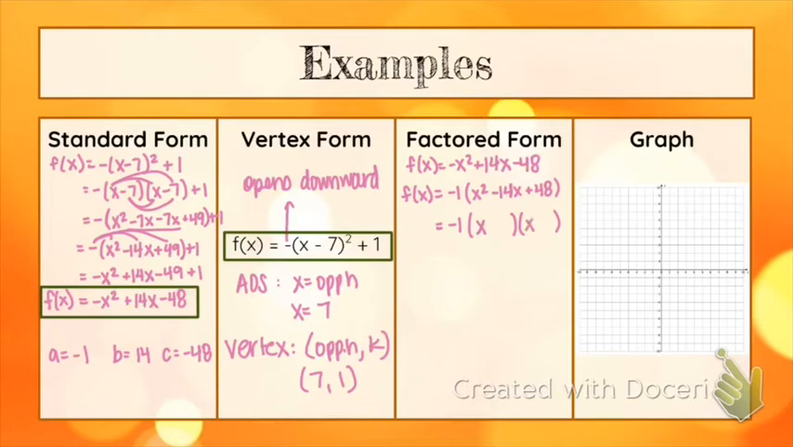Okay, so now when we factor, we bring down our GCF, and now A does equal 1. And so we can do just two numbers that multiply to get +48 and add to get -14. And that gives us -8 and -6. So the factored form of this equation is f(x) = -1(x - 8)(x - 6). And remember, this tells us our roots. So we can set this equal to 0.